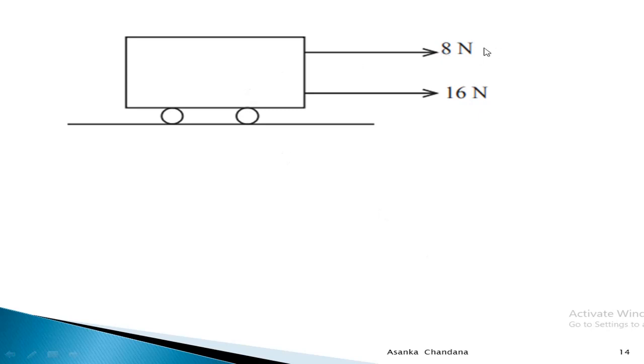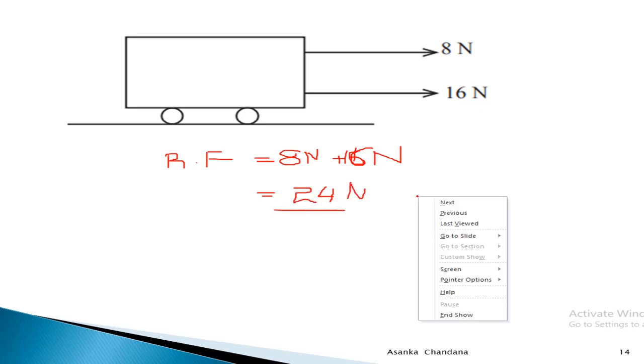Now think, there are two forces exerted on this object, 8 Newton and 16 Newton. In this situation, the resultant force can be taken as the addition of 8 Newton plus 16 Newton. This can be calculated: 8 plus 6 is 14, 1 is remaining, 1 plus 1 is 2, so 24. The answer for this question is that the resultant force is 24 Newton. Then we will go to our next one.